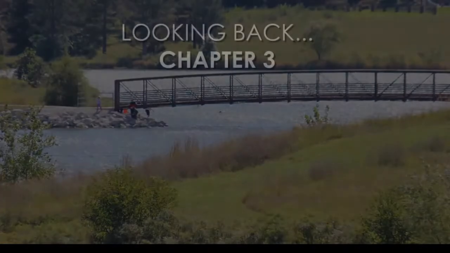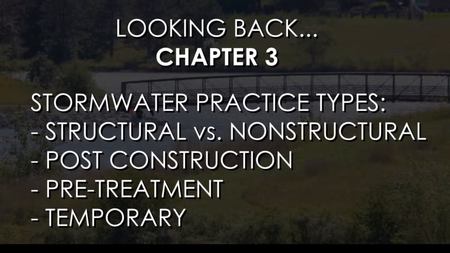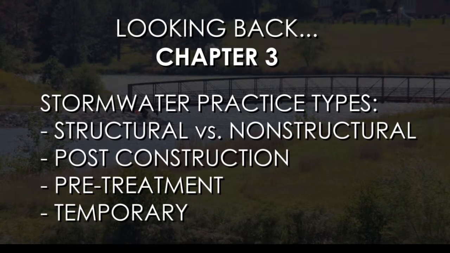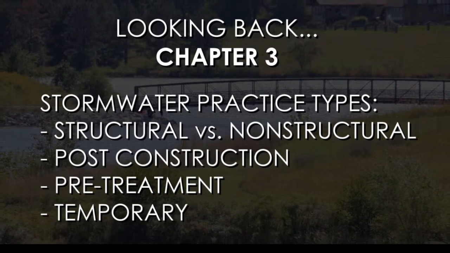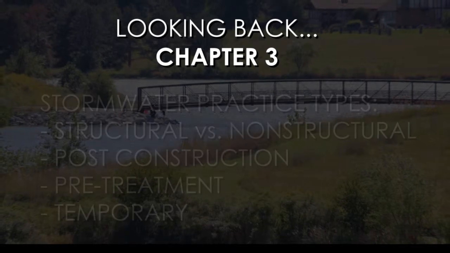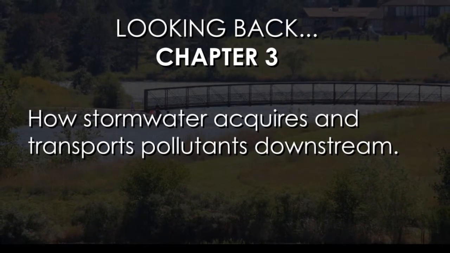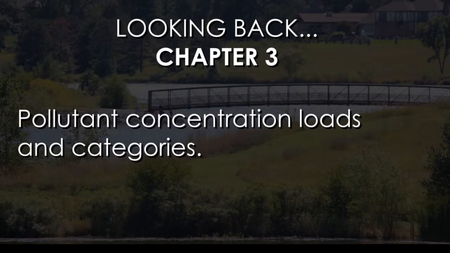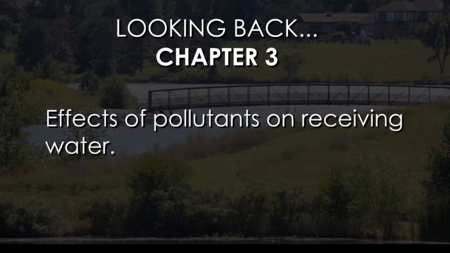In the last chapter, Chapter 3, you were introduced to the topic of stormwater types, which are structural versus non-structural, or post-construction, pre-treatment, and temporary best management practices. And we learned how stormwater acquires and transports pollutants downstream. We learned how stormwater can be polluted. We understood what the pollutant concentration, load, and categories are, and we learned the effects of pollutants on receiving water.